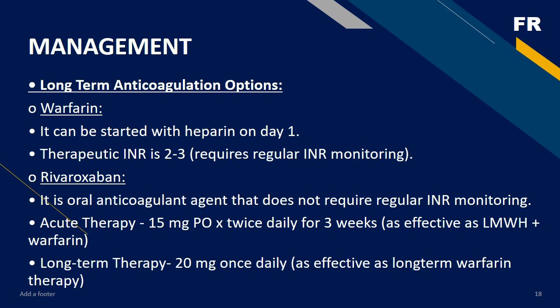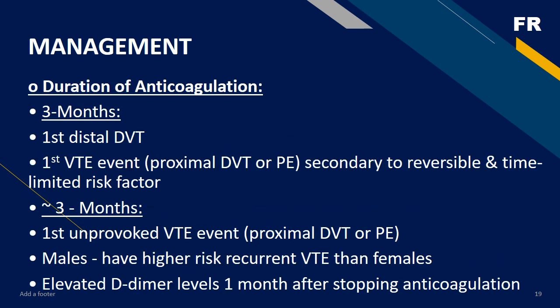Duration. So how do we decide for what duration we have to prescribe anticoagulation? So we have to see the clinical perspective. So for example, if it's the first distal DVT, or a first venous thromboembolism event which is secondary to a reversible and time limited risk factor, then you will give anticoagulation for 3 months.